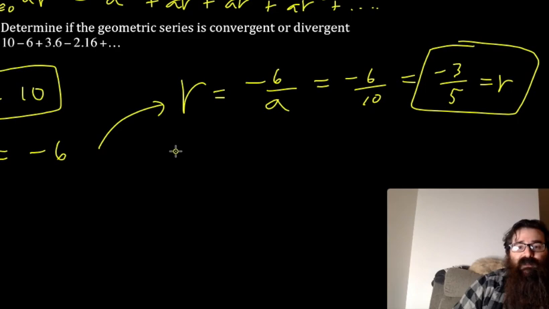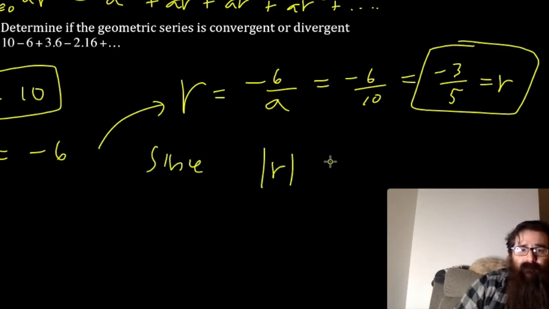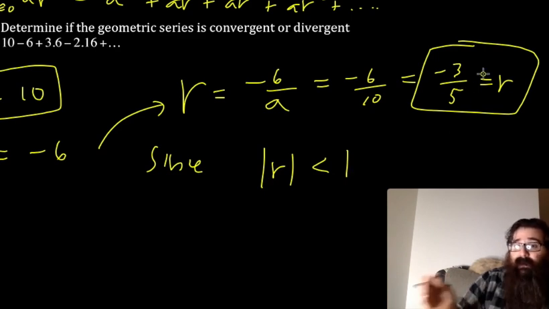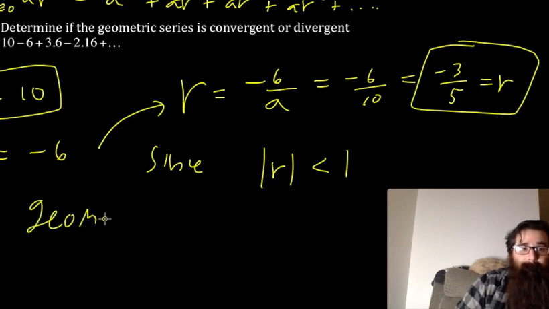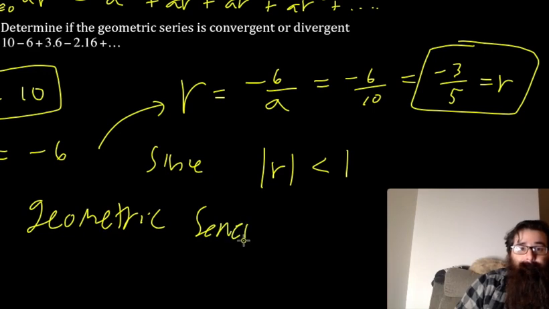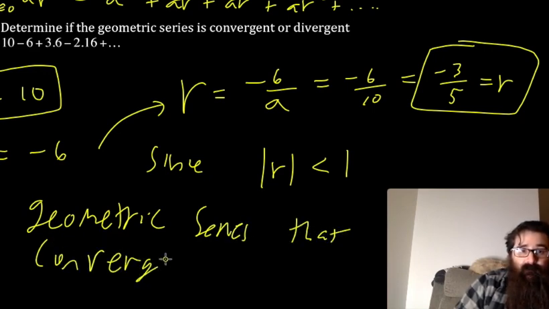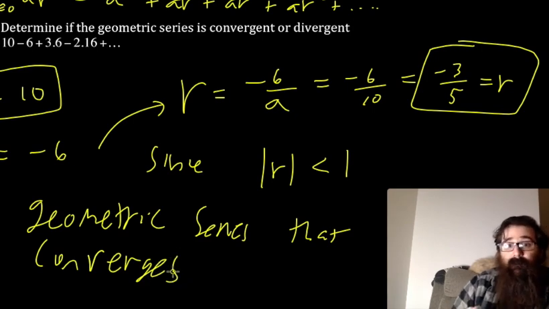And like what we said about the geometric series at the beginning, we could say since the absolute value of r is less than 1, right? Negative 3/5 is between negative 1 and 1. That means we have a geometric series that converges. I have a convergent geometric series. r is between -1 and 1.